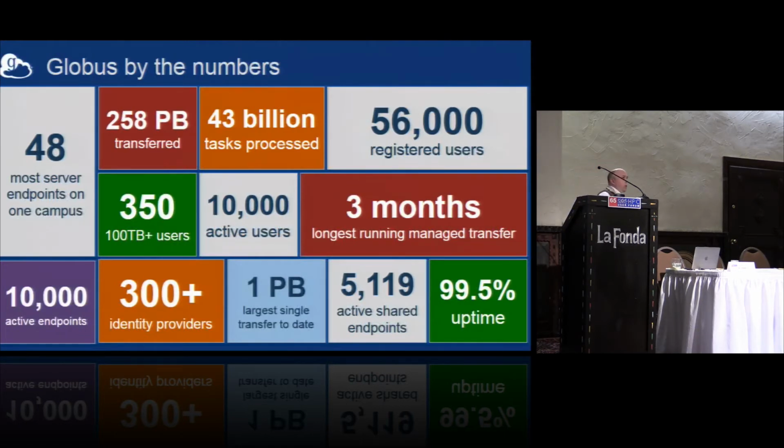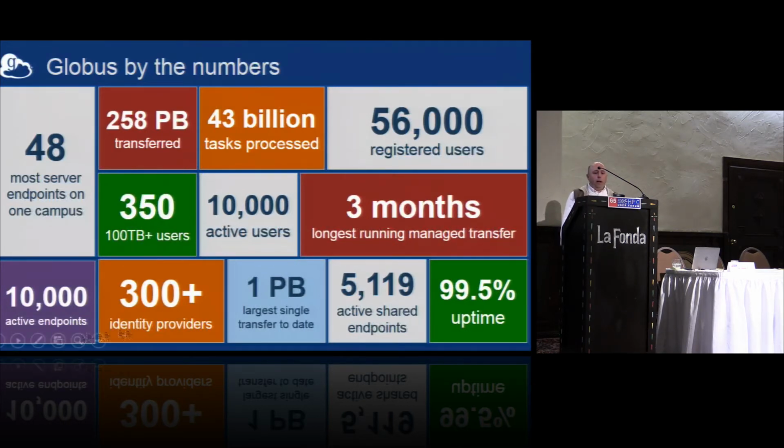Before I go any further, though, I want to give you a sense of where we are in terms of our development and deployment. Globus is used by a lot of people in a lot of places. There are currently more than 50,000 registered users. Those are researchers who are moving their data around using Globus. About 10,000 of them are active, meaning that they've used the system in the last month or so.